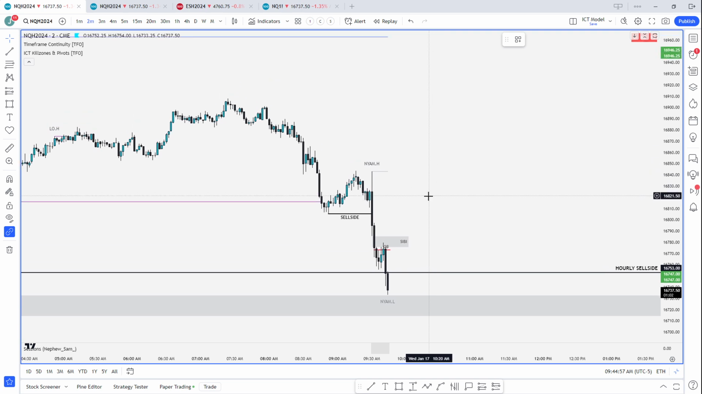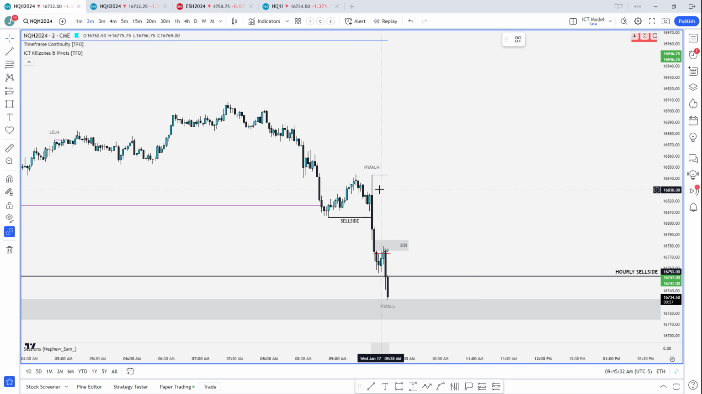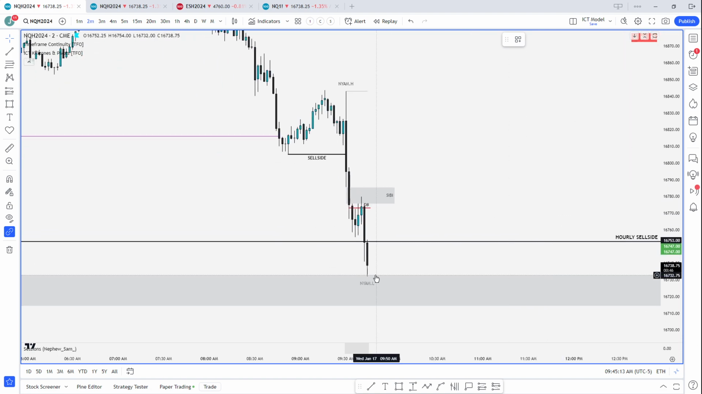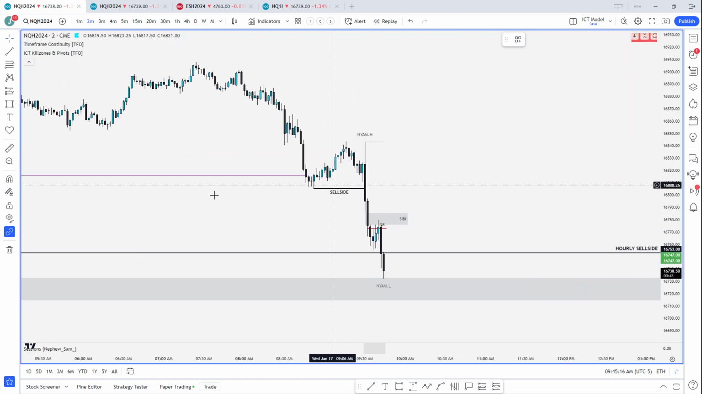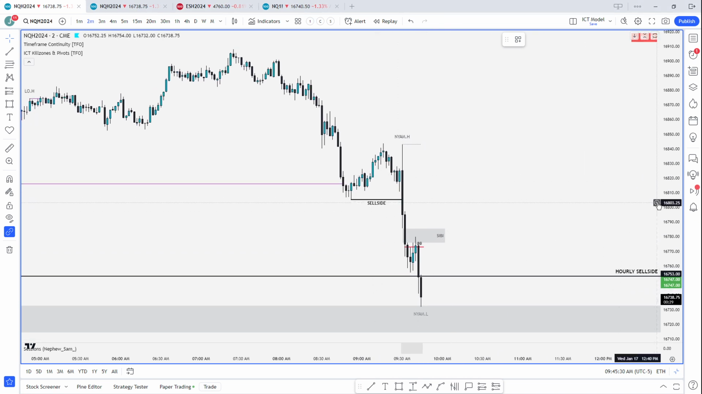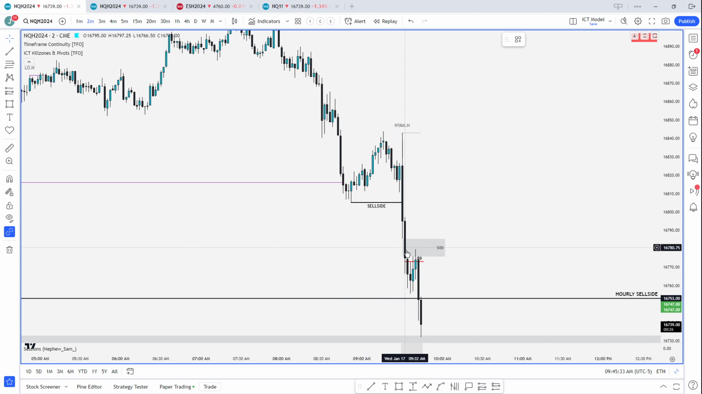Even with silver bullet, we're not normally going to see an expansion from 9:30 all the way till 11, unless there's some sort of catalyst going on, or we have a higher time frame structure that supports us moving from 9:30 all the way to 11. There's your 1 hour gap fill as well. So that would have been a nice market maker sell model all the way down. You can see the internal range also, internal range to external range.